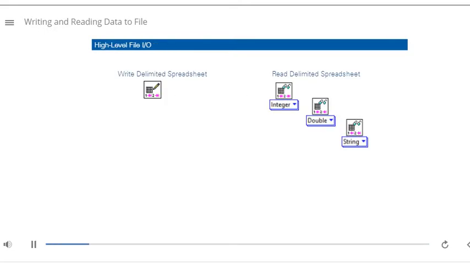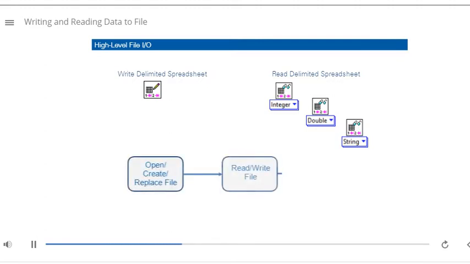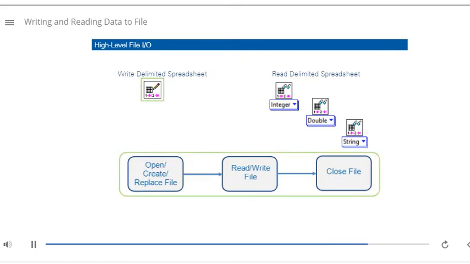High-level File I/O VIs combine three steps: open, read or write, and close, all in one node. For example, executing the Write Delimited Spreadsheet VI will open a file, write data to the file, and close the file.